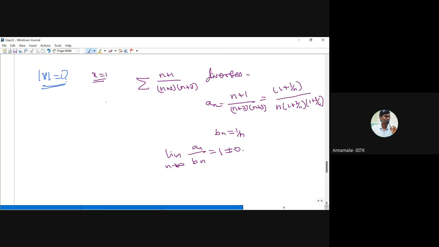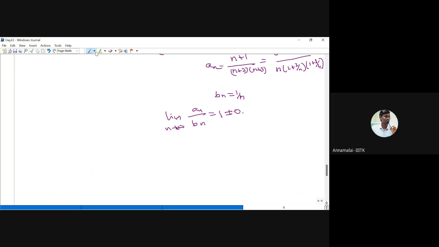Now, what happens if x equal to minus 1? For the case x equal to minus 1, substitute this value, the given series becomes summation (n plus 1) by (n plus 2) into (n plus 3) into minus 1 power n, because x value is minus 1.